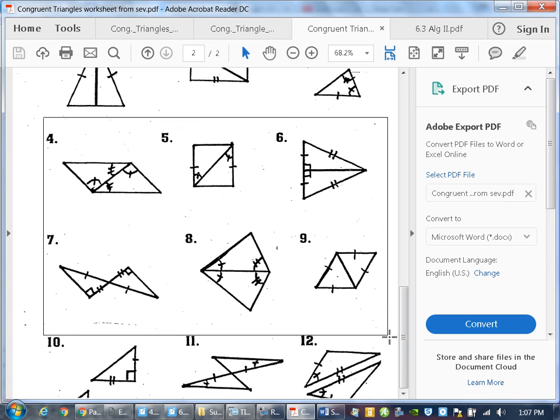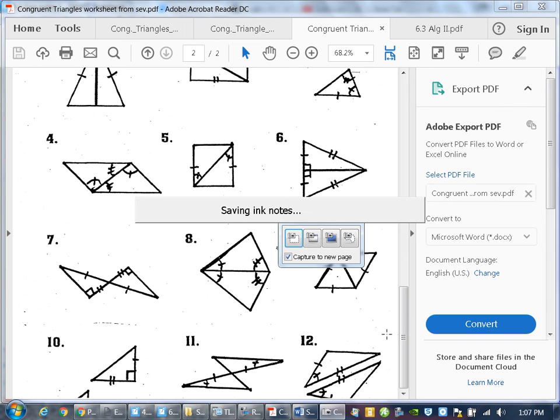Mark up, you'll see here, just about all of them have that reflexive side. That's going to be a step that we're going to use in proofs very, very regularly. And we'll talk about how to write that out in a minute. Do those next 6, and we'll check them in a second.